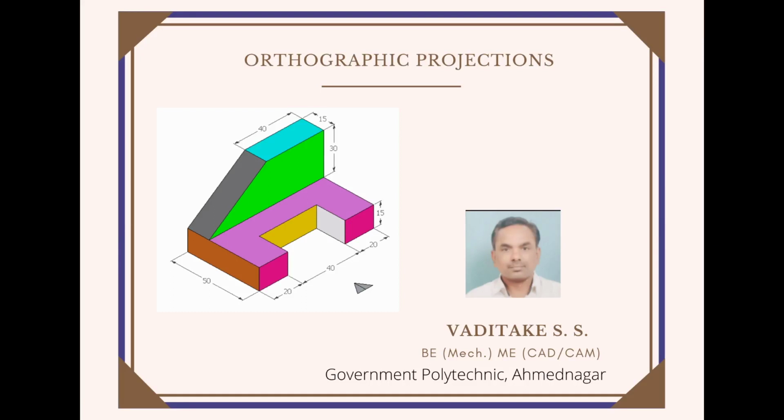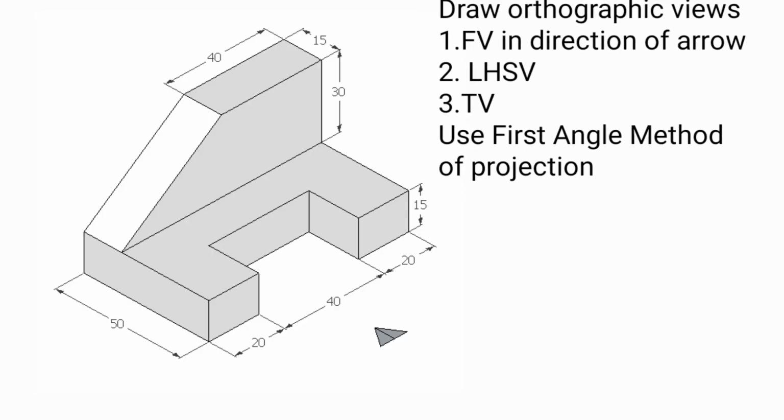Now we will study a problem of orthographic projections. Carefully observe the given 3D pictorial view. Observe each and every dimension of the given pictorial view. Draw its three views: front view, left hand side view, and top view.